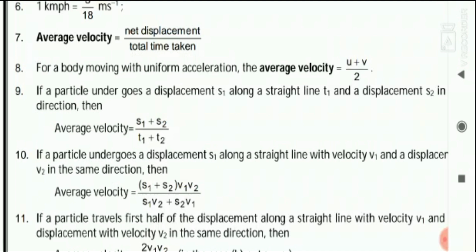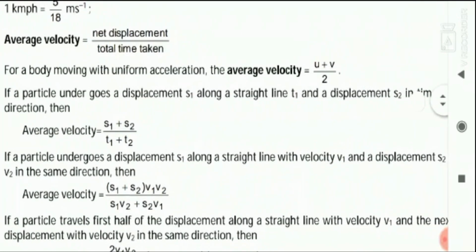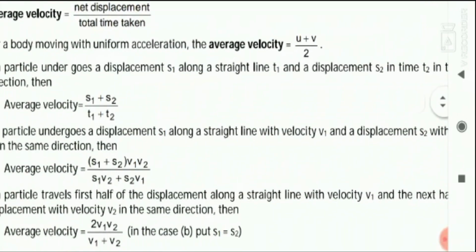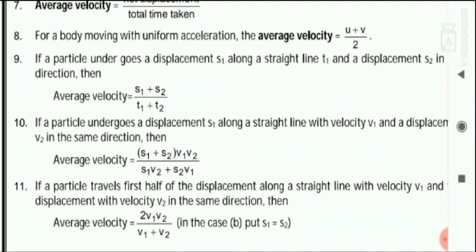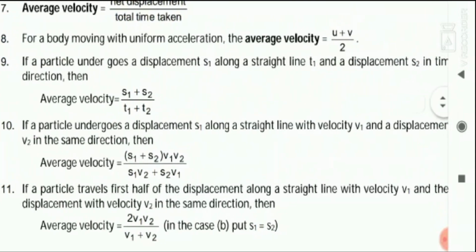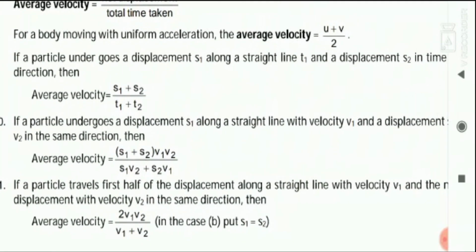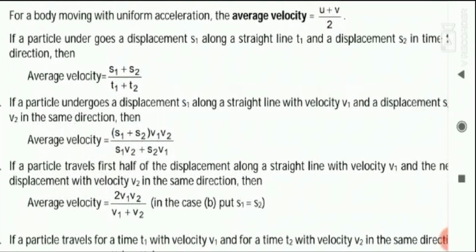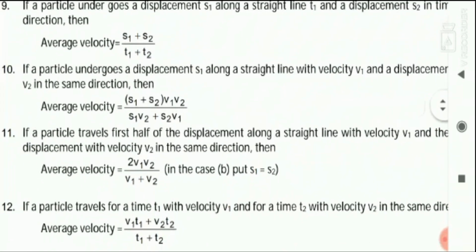The next formula, if a particle undergoes a displacement s1 along a straight line in time t1 and a displacement s2 in time t2 in the same direction, then average velocity is equal to s1 plus s2 by t1 plus t2. So along a straight line, it covers s1 displacement in t1 time and s2 in t2 time in the same direction. Then he will ask average velocity. Simply substitute s1, s2, t1, t2 values in this formula and you will get the answer.